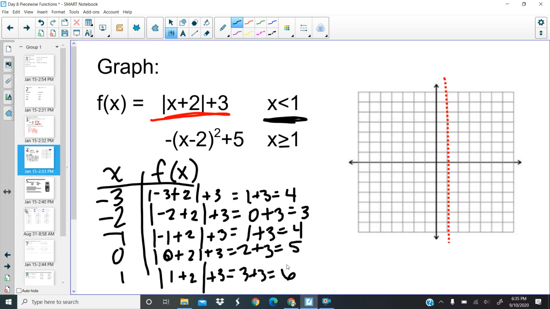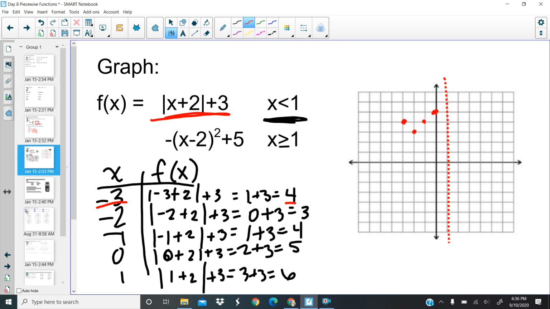So I have the point, and let me do this in red. I have the point negative 3, 4. So I'm going to go to negative 3, 1, 2, 3, 4. And then I have negative 2, 3 is right there. Negative 1, and then back up to 4. 0, 5 is right here.